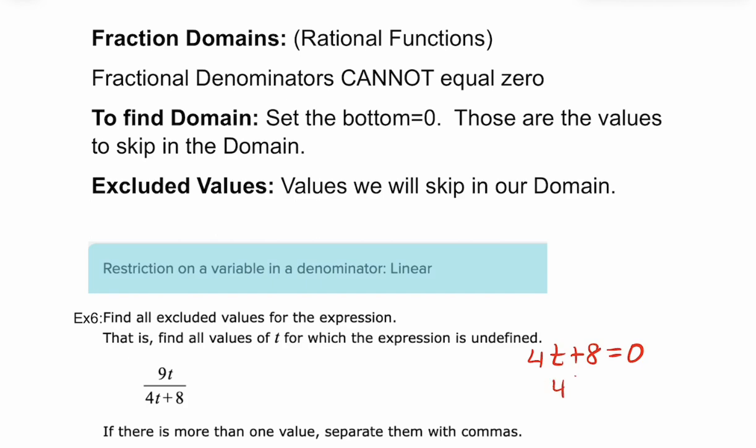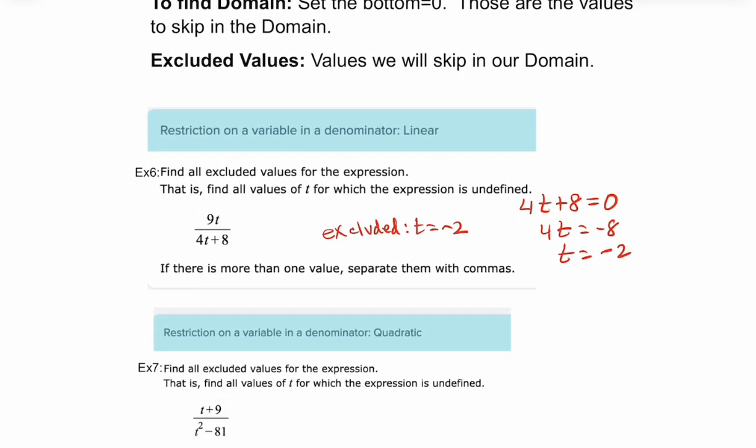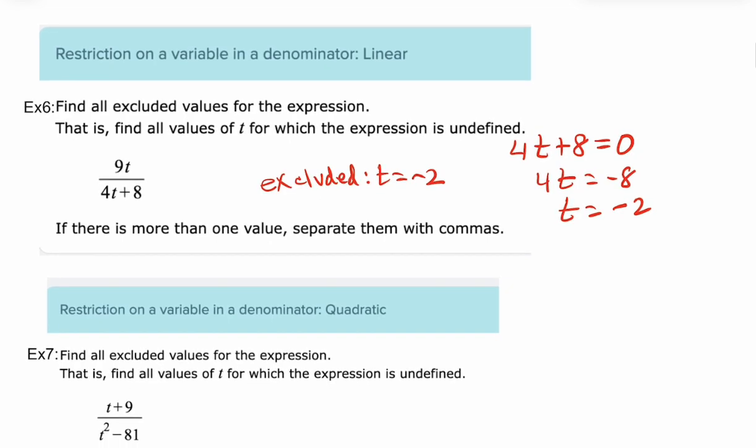Subtract 8 from both sides. Divide by 4. So our excluded values are when t equals -2. So for Alex, you would just put in -2. That's your answer. Now, if it is something that is factorable, say it has a t squared on it, you make it more than one value, just separate them by commas. Just think about how we go about solving things like that, okay?